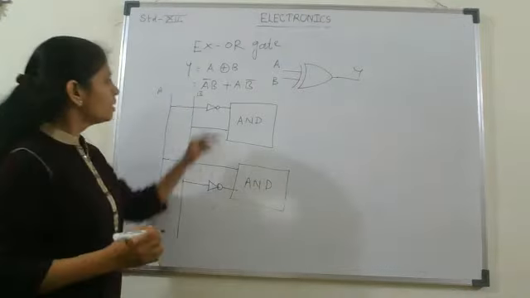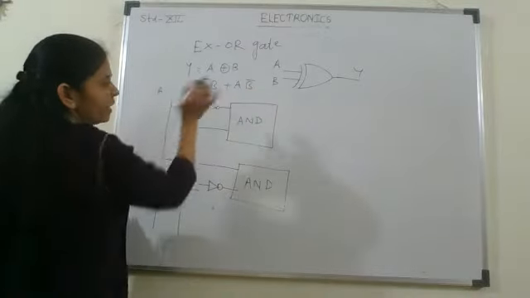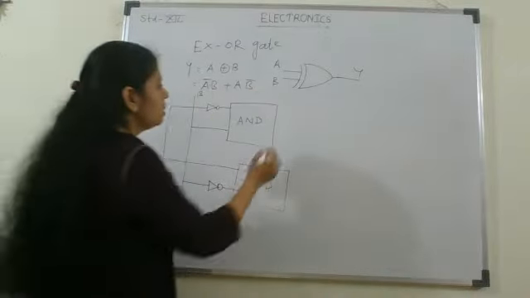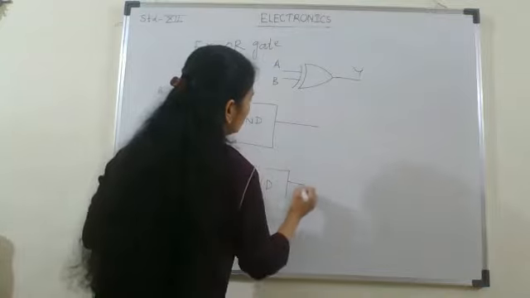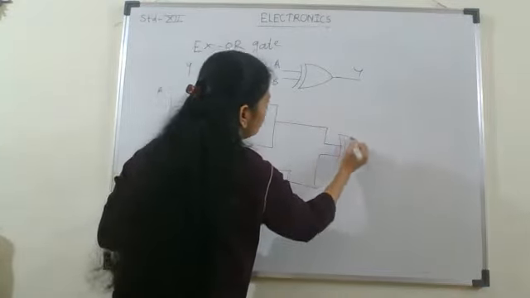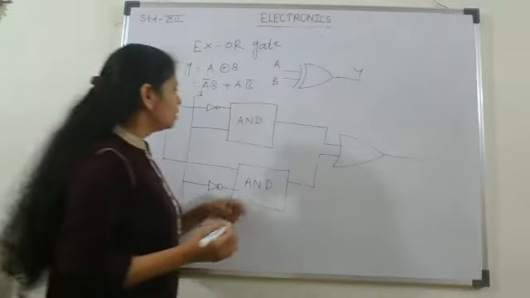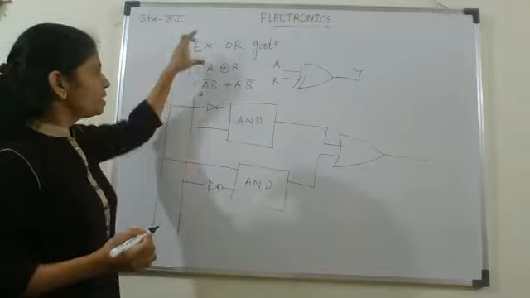Then these two terms are added. Added means what? We want one OR gate. So here these two terms are added, joined with an OR gate. So this is the OR gate. Now this is the block diagram of this XOR gate.